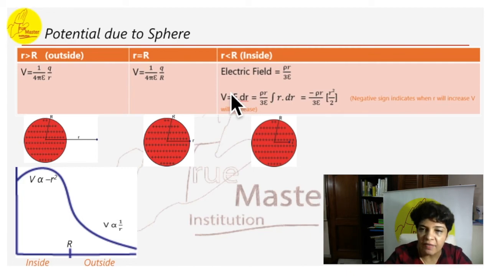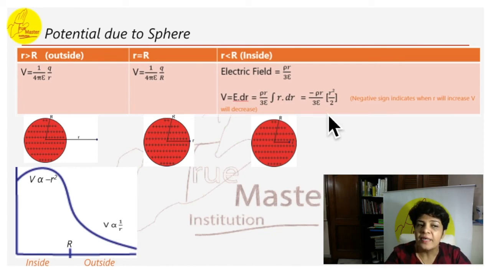We have already derived the electric field inside, and the value that comes out is rho r by 3 epsilon naught. So the formula for potential is the electric field into dr. Putting this value, rho r by 3 epsilon naught, into dr, integrating and finding the value, this is what we derive. This is the value that comes out for the potential due to a sphere when the test charge is placed inside.